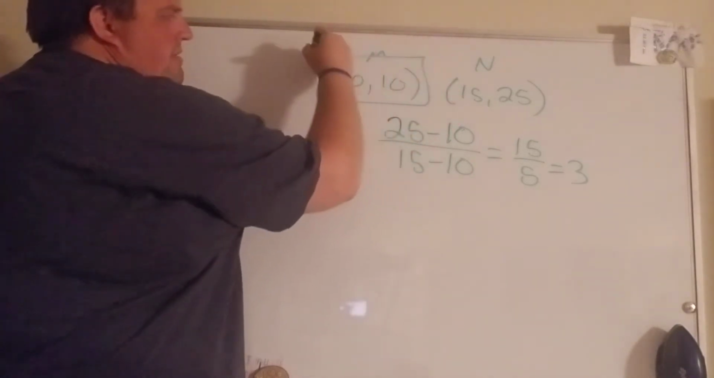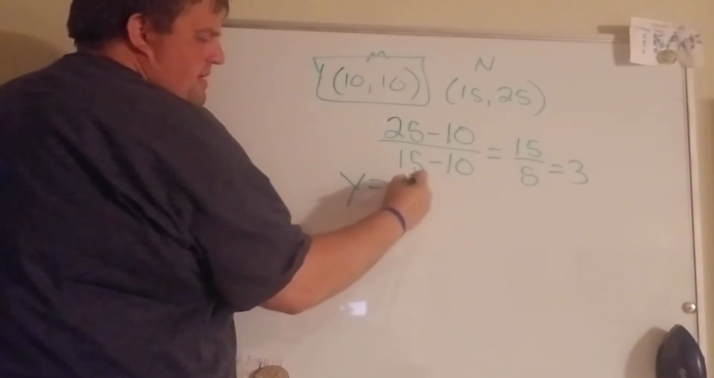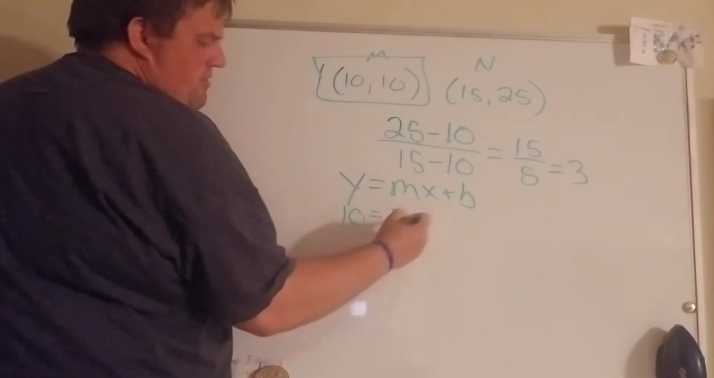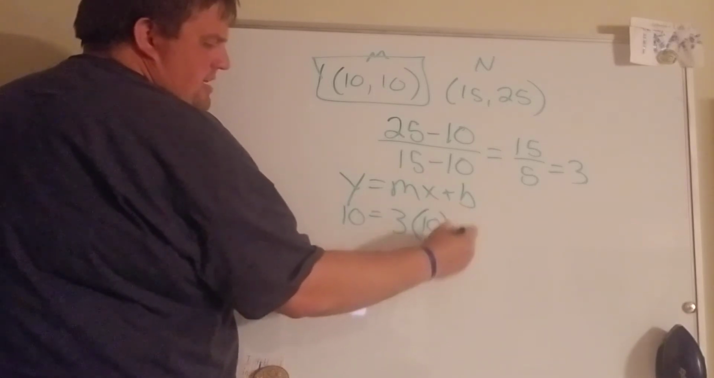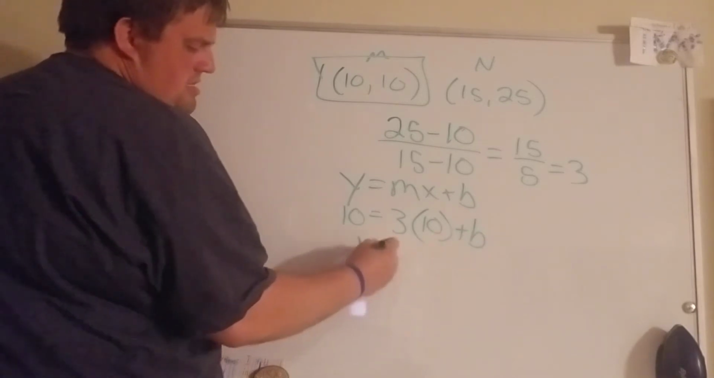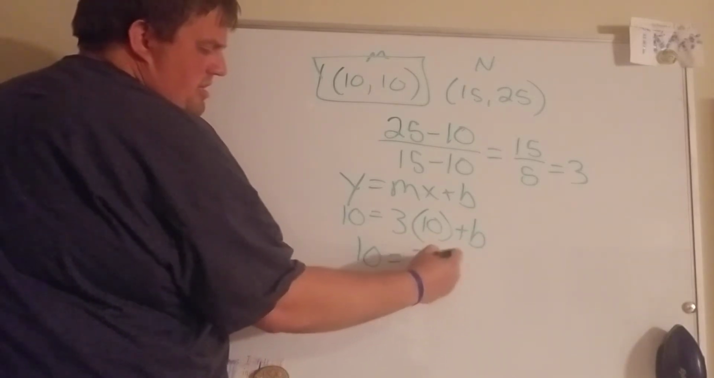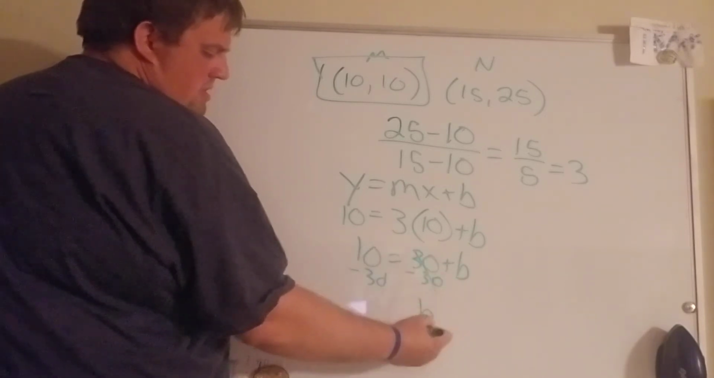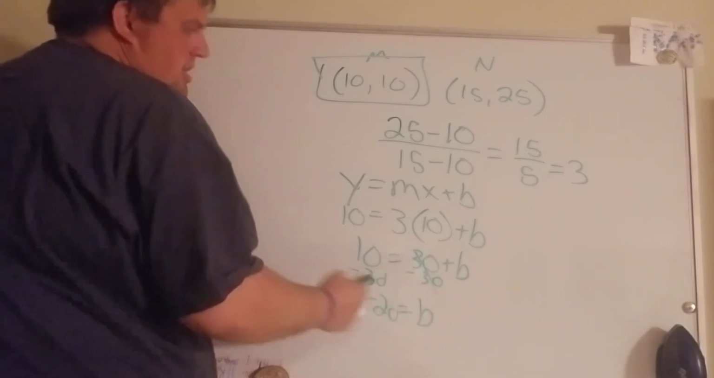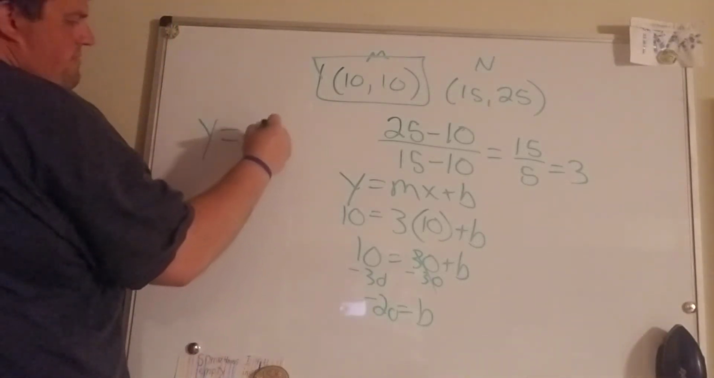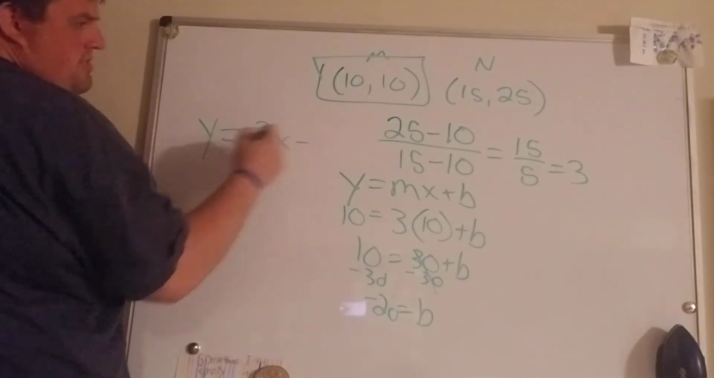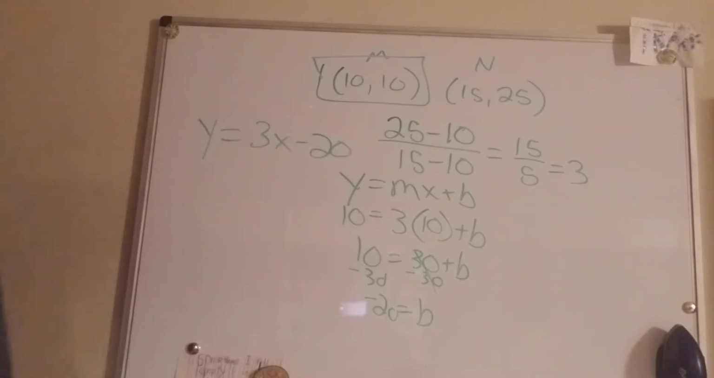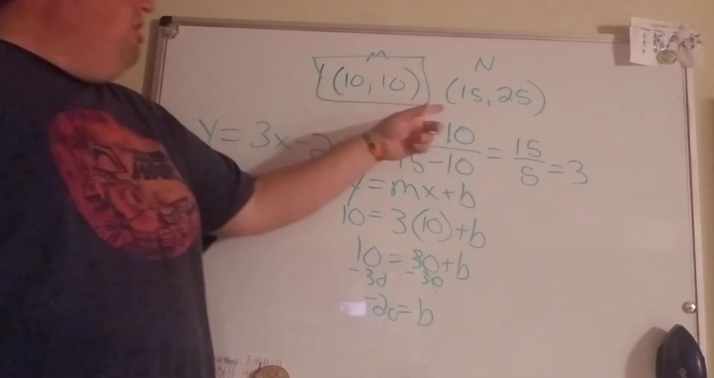Remember when you pick a point? And then we're going to go slope-intercept form. So the y is 10. We just found the slope was 3. The x is 10. 3 times 10 is 30. Subtract 30. And b equals -20. So the equation here, y equals, not -3x, positive 3x, minus 20, is going to be the equation that all of these points are on, right?